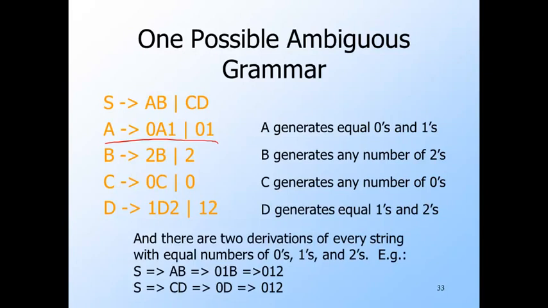Now, all derivations start with S, and the first production replaces it by either AB or CD. If we go with AB, then we get strings where the zeros and ones match, while if we go with CD, then the ones and twos match. As a result, strings like 012 with the same number of each symbol will have two leftmost derivations, one starting with S goes to AB, that's this, and the other starting with S goes to CD. Here are the two derivations for 012.